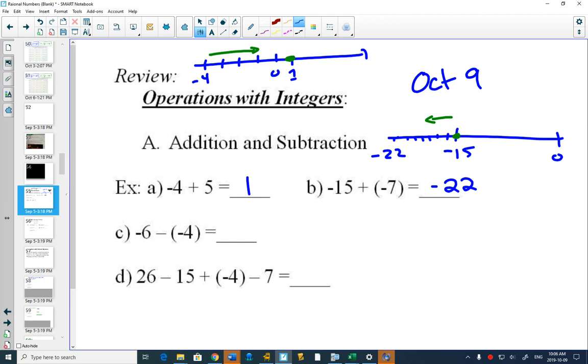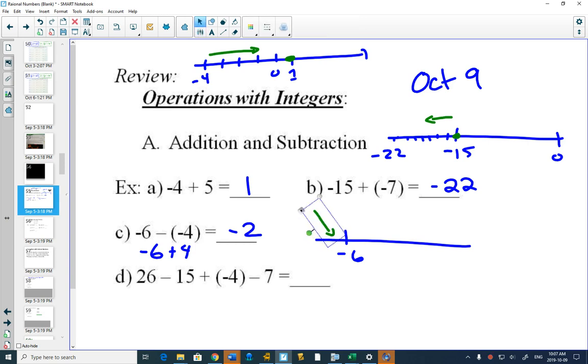-6 minus a -4. Okay? The answer is going to be -2. Sometimes if we're subtracting a negative, we can think that's the same as adding, right? Because subtracting, here's our number line again. Here's -6. Subtracting would go in this direction, but then the negative switches it around, so it goes in this direction. And if you're going in that direction, that's the same as adding.